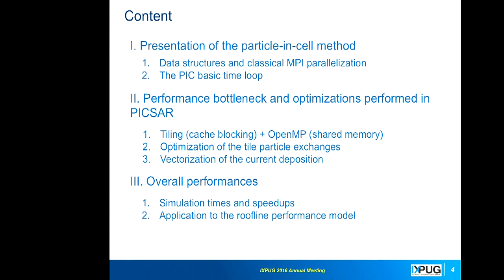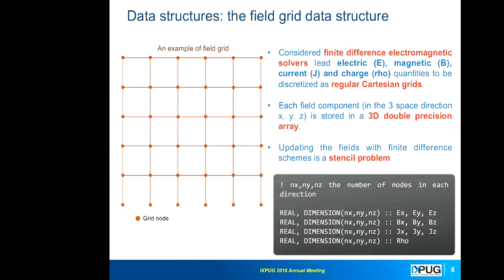In this presentation, I will first describe briefly how the particle-in-cell method works, describing the data structures and the main PIC loop. Then I will turn to the performance bottlenecks and describe the optimizations we have added in the code to solve them. And in the last part, I will speak about the overall performance. So let's start with the data structures.